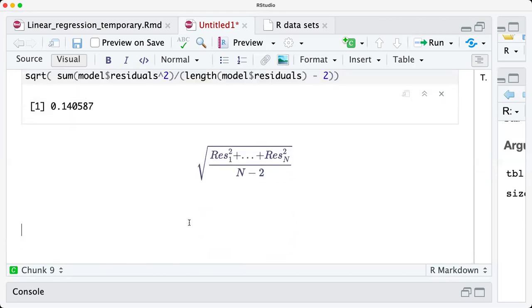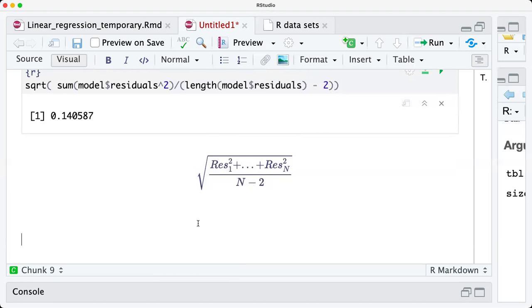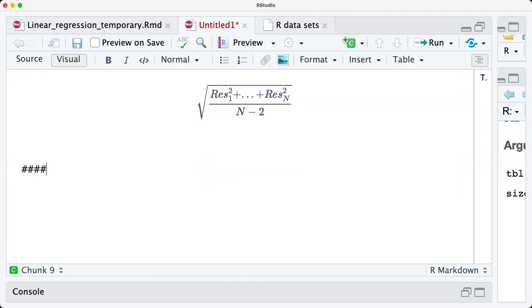So okay, more important than this is the multiple R squared.